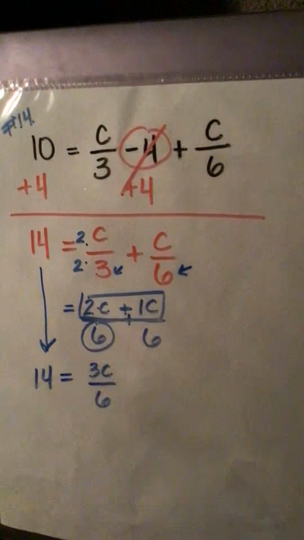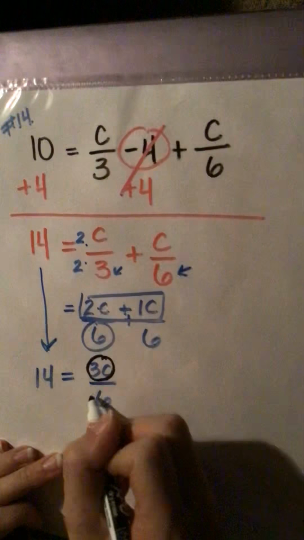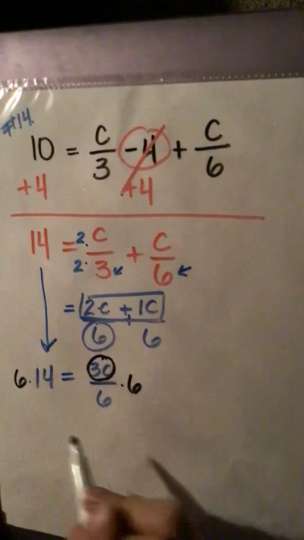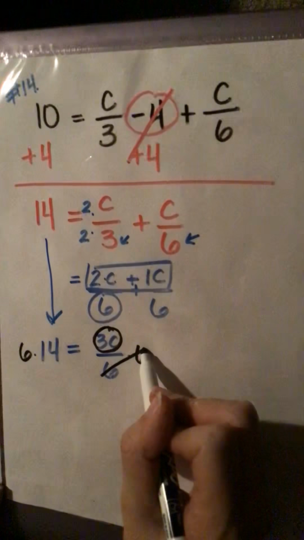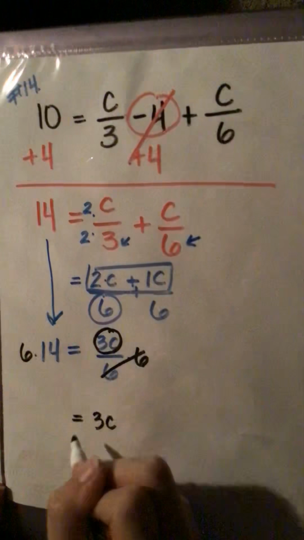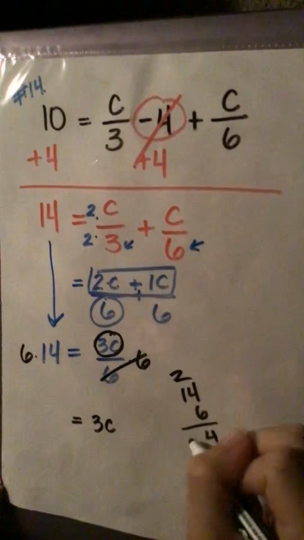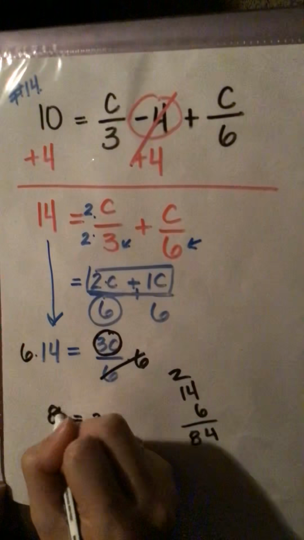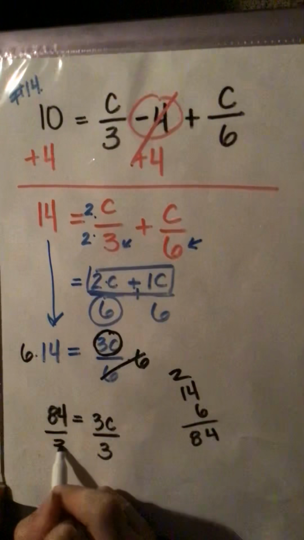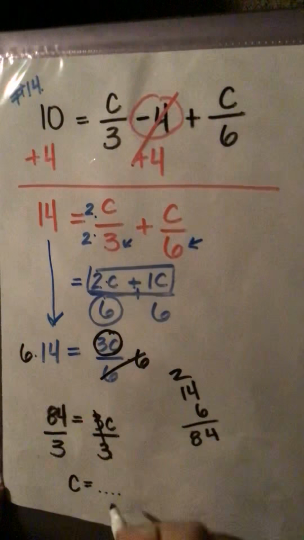From this point, we continue with what we know to do if we lock in the variable piece. We have this division of 6, so you have to times by 6 on both sides to undo that. Those would cancel out, and we would get 3c, and 14 times 6 is 84. And then your last step, you'd go ahead and divide both sides by 3, and you will get what c is equal to.